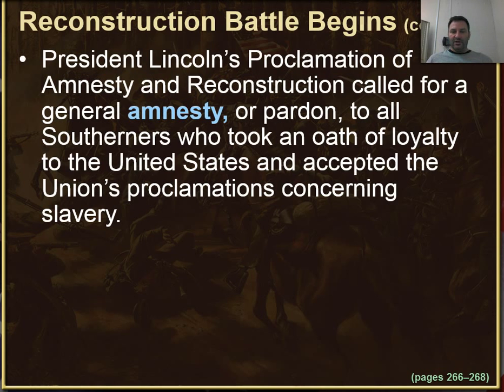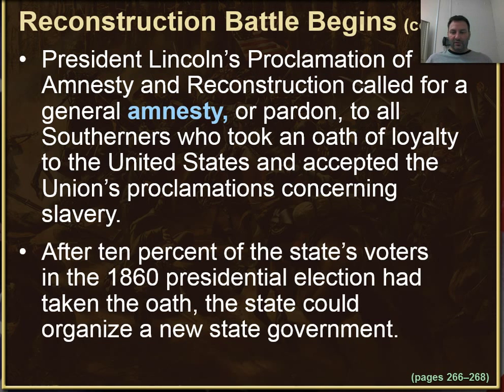President Lincoln's Proclamation of Amnesty and Reconstruction called for a general amnesty, or pardon, to all Southerners who took an oath of loyalty to the United States and accepted the Union's proclamations concerning slavery. After 10% of the state's voters in the 1860 presidential election had taken the oath, the state could organize a new government.